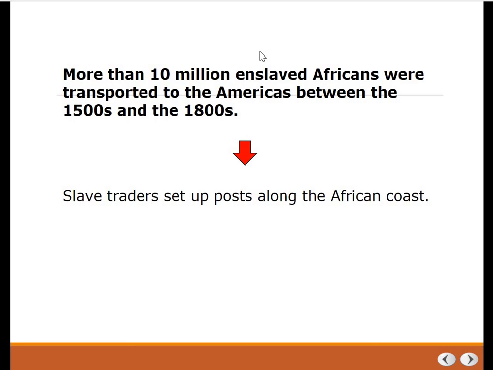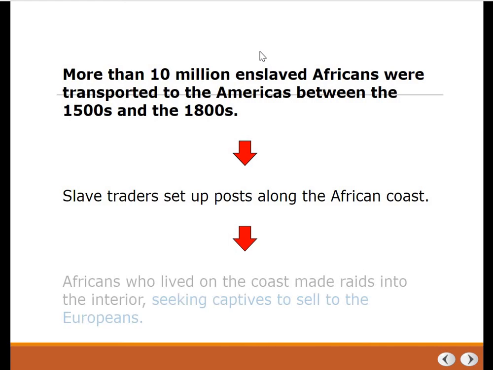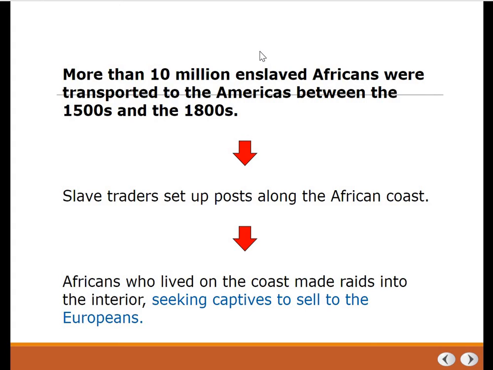How could they get this many people? It starts in Africa, where slave traders set up ports along the African coast. So Africa is a huge continent with different cultures, kingdoms, countries, peoples, languages. But on the western coast of Africa, slave traders set up ports. And then those who lived on the coast would move inland, make raids, kidnap, fight wars, and steal people from the interior of Africa and sell them to European slave traders.